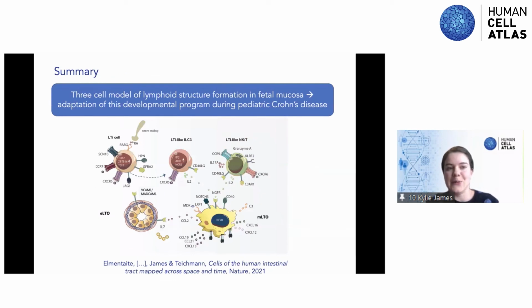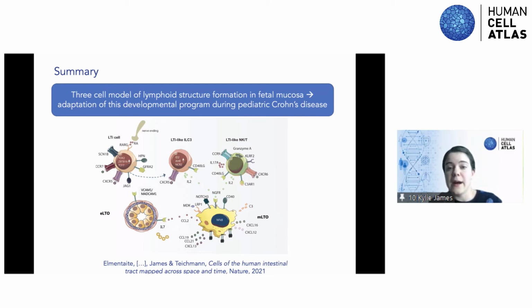So this actually brings me to the end, or to my summary. So here what I've shown you is that by building a gut cell atlas throughout human development, we've been able to show that, as in mice, this 3-cell model of lymphoid structure formation is also in play in the fetal human mucosa. And in addition, using the power of single cell RNA sequencing, we've been able to tease out 3 subpopulations of LTI cells that haven't previously been described and could represent a species difference.